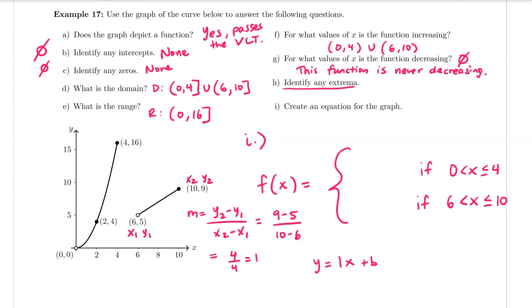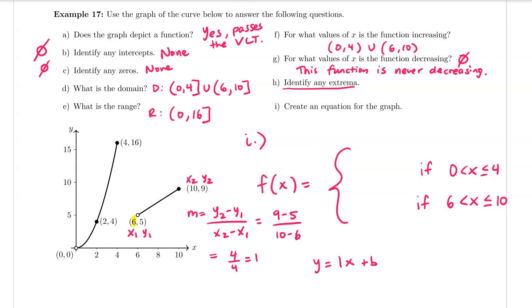And then how would we figure out the b value? Well, if this extended on, I know that it would cross the y-axis somewhere. How do we figure that value out? What we can do is we can replace x and y with some of these values.